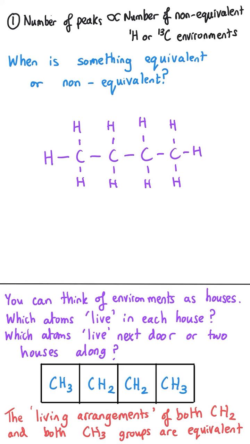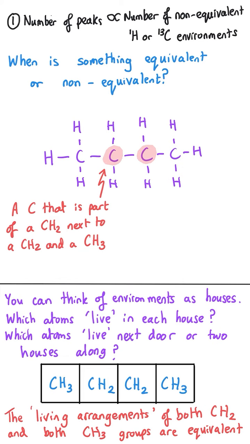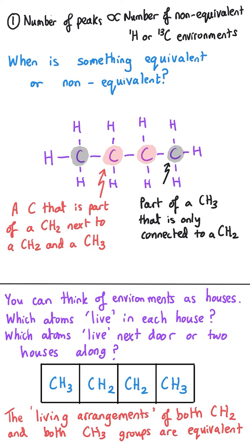Well, the best way to illustrate this is if we look at butane. You can see that in butane, we've got 4 carbon atoms, so we could have 4 peaks in the carbon-13 NMR. But we have got 2 equivalent environments. We've got the CH2s in the middle, and they are equivalent to each other. And we've got the 2 CH3s at the end, which are equivalent to each other. And so because they are equivalent, they would both give the same peak in the carbon-13 spectrum and in the proton NMR spectrum. And so we would only see 2 peaks for butane.